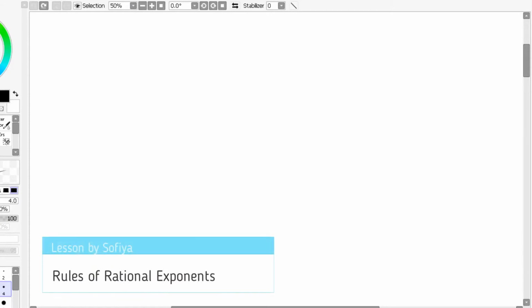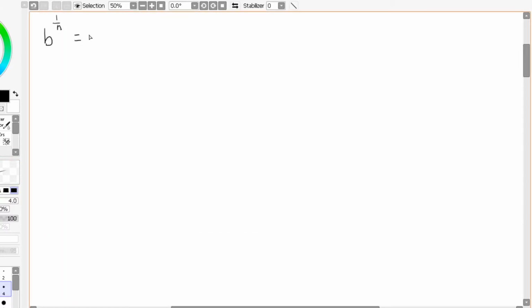Working with rational exponents is like working with radicals. Here is the rule. b to the power of 1 over n is equal to the nth root of the base. For example, b to the power of 1 over 2 is equal to the square root, because we can just put the 2 there, but it is just implied whenever we write it like this that it's going to be the square root.